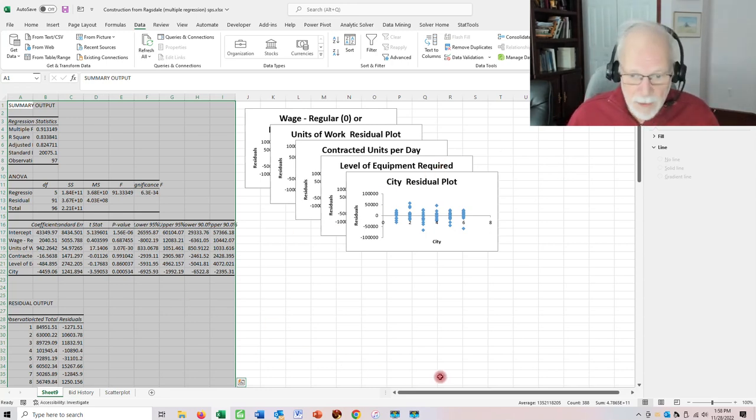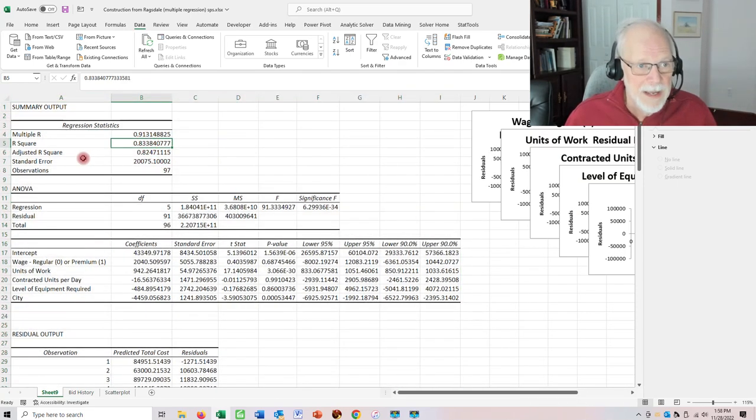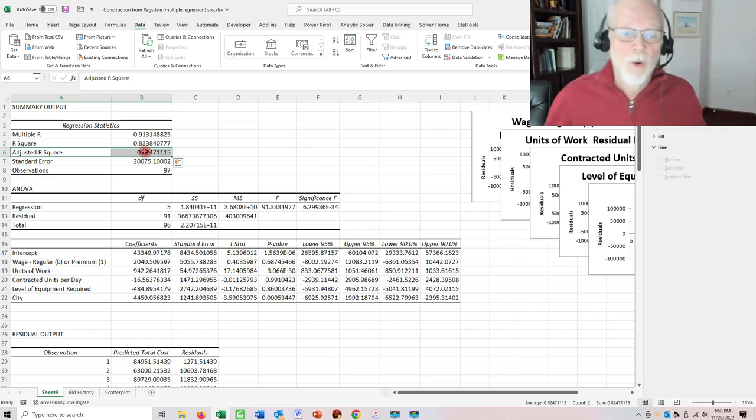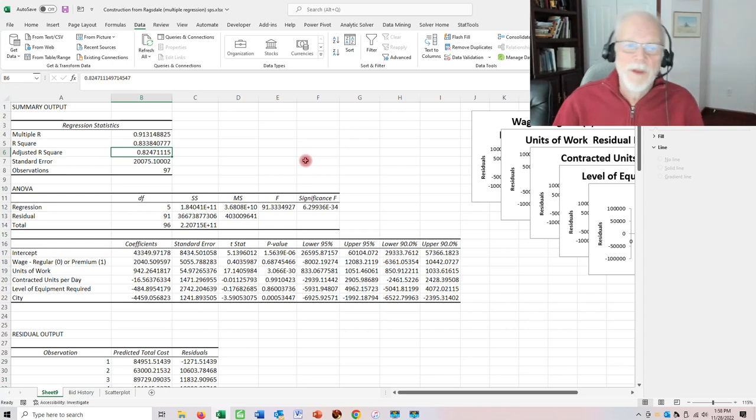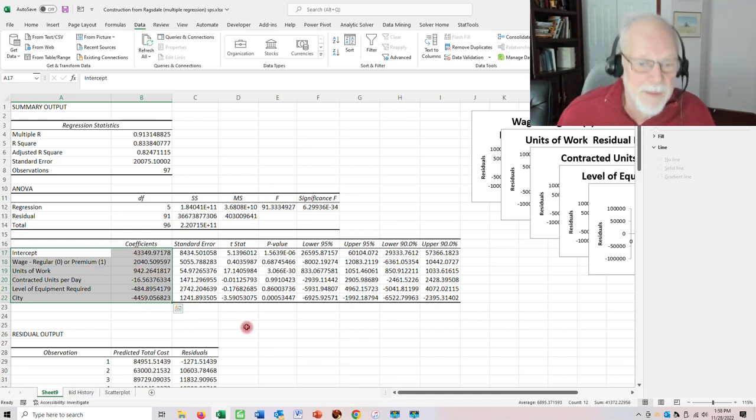All right. Let's look at the model first of all to decide how we feel about it. Looking at this, the R squared value is pretty good, 83%. The adjusted R squared creates a penalty for having additional variables in the model. We've got a whole pile of variables here. So although the R squared is 0.83, the one we care about more is probably the 0.824. So those extra variables gave us a little extra, but how important really are they in the model? Here's the entire equation. It would say that the equation is 2040 times the wage variable plus 942 times the units of work variable, and so on, plus the constant term of 43,000.